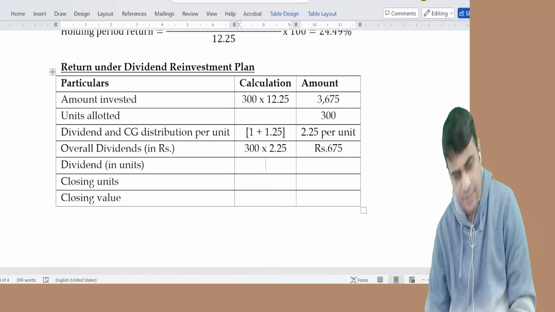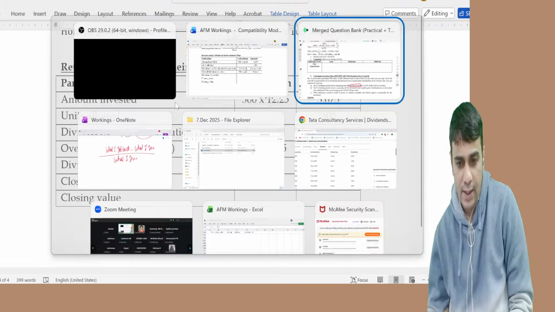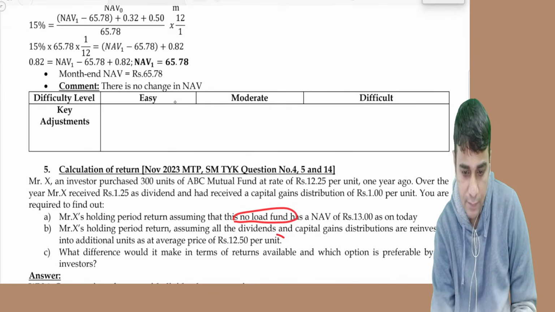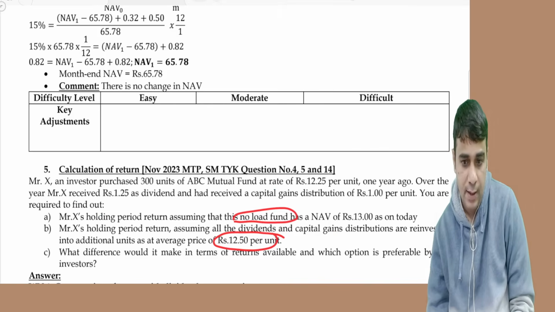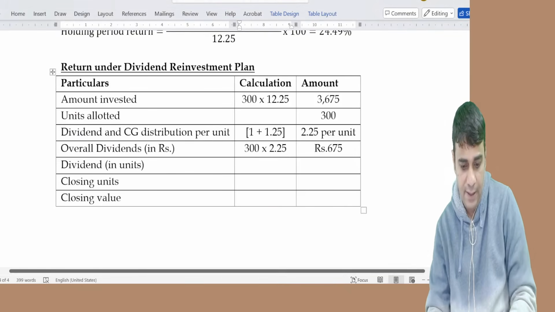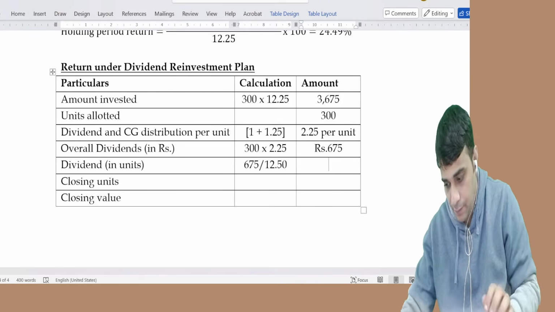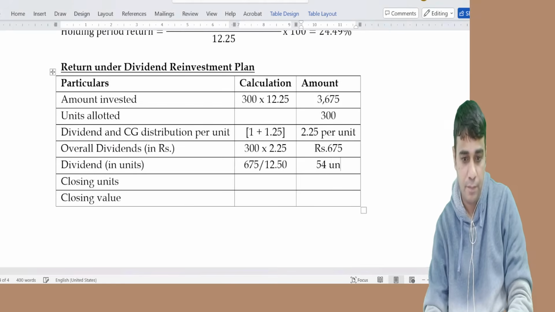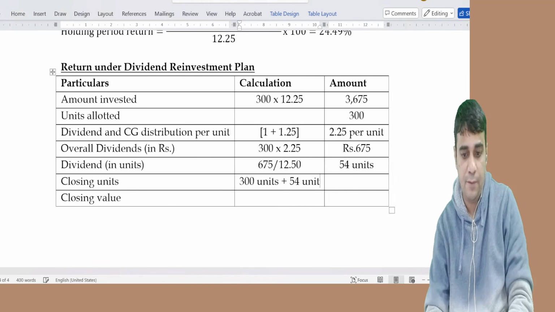All this 675 would have got reinvested. At what rate are we reinvesting? We are reinvesting at the rate of 12.5. 675 divided by 12.5 is 54. 300 plus 54.